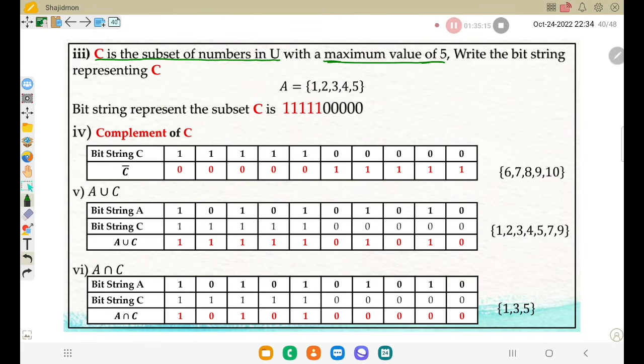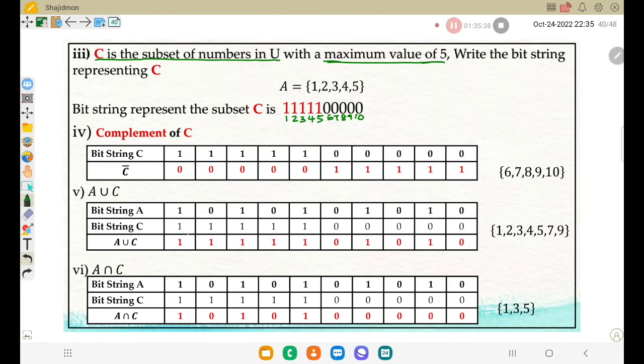You can see 1st position 1, 2nd position 1, 3rd position 1, 4th position 1, 5th position 1. All other positions are 0: 6, 7, 8, 9, 10. These positions we are writing 0. So that is the bit string representation of the set C. Okay. Now you can see some operations here.